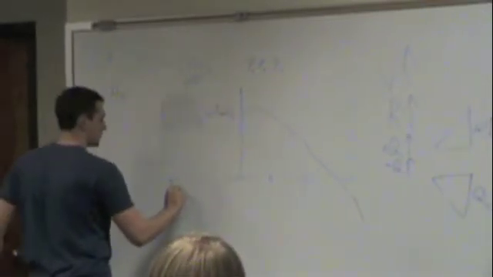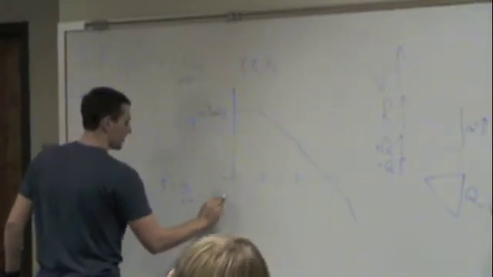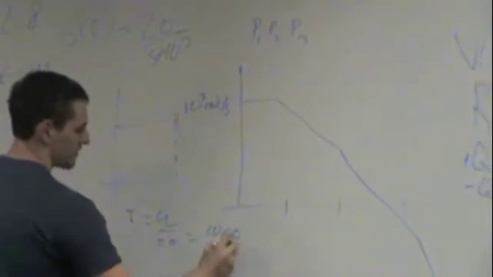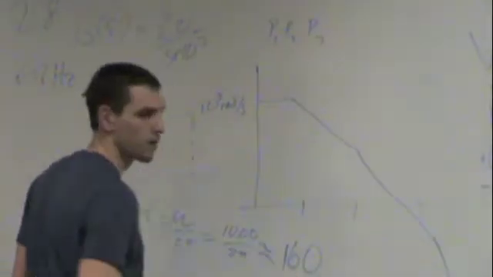F equals omega over 2 pi equals 1000 over 2 pi, which is approximately... I didn't do the math on this, so I'm just taking the book's word for it. 160. It's 159.2 is what the book says, but they like 160 because it's on the multiple choice. So that's problem 28. Any questions on 28?